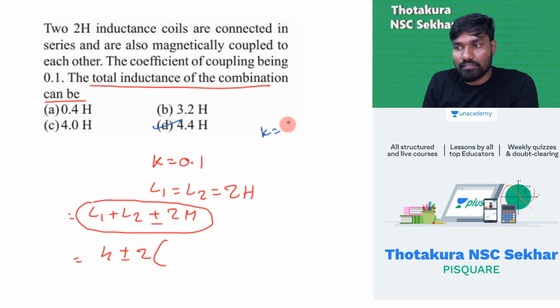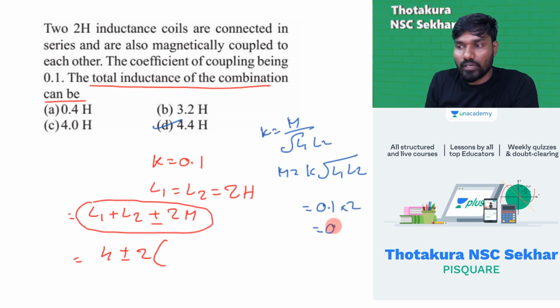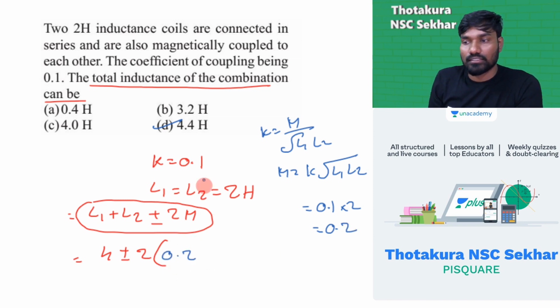We know K is equal to M by root L1 L2. So M is equal to K into root L1 L2. K value is given as 0.1. Root L1 L2 is root of 2 into 2, which is 2. So this is 0.2. Mutual inductance is 0.2.